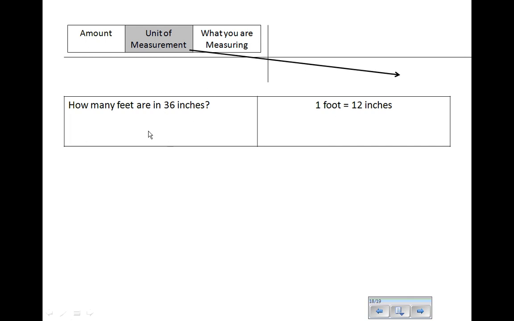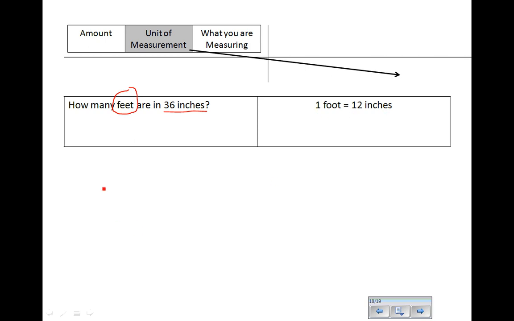Here is our problem. And in our problem, we are going to underline our given, which is 36 inches. We're going to circle our unknown. Our unknown is feet. We are trying to get from inches to feet. And over here we have our known conversion factor. We know that 1 foot is equal to 12 inches.